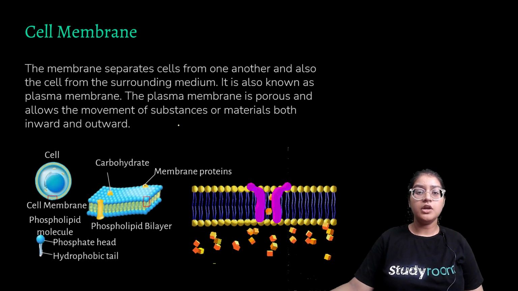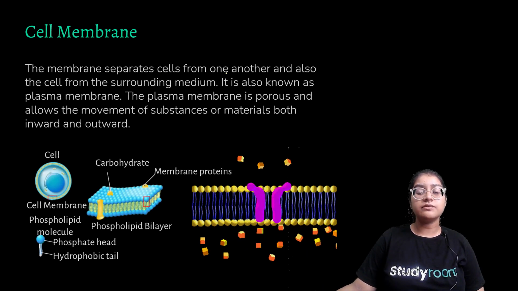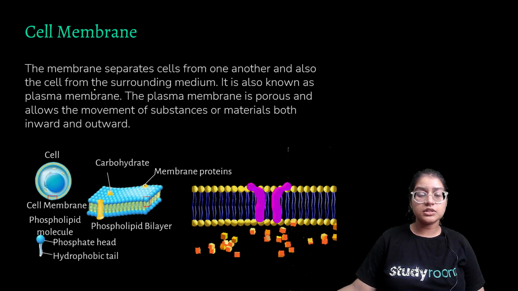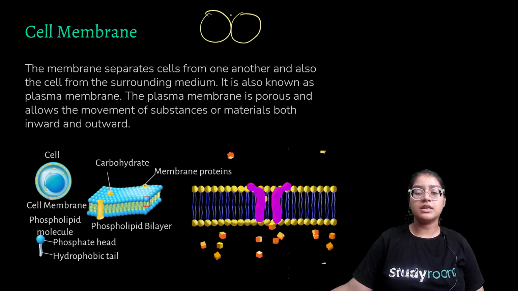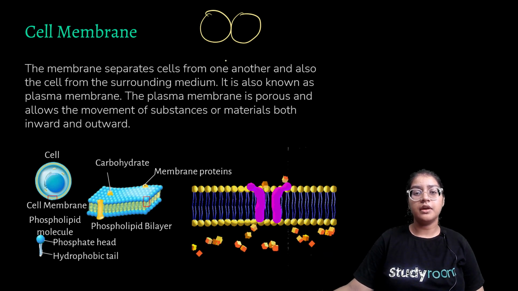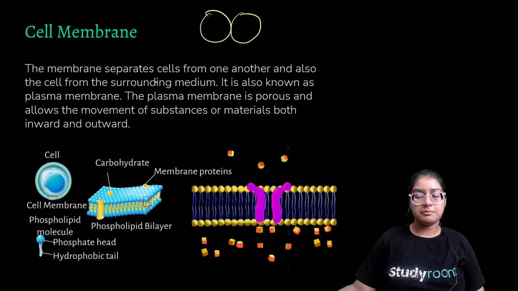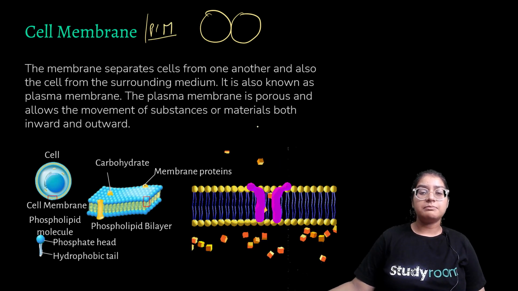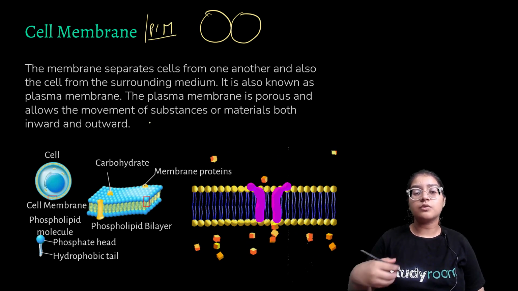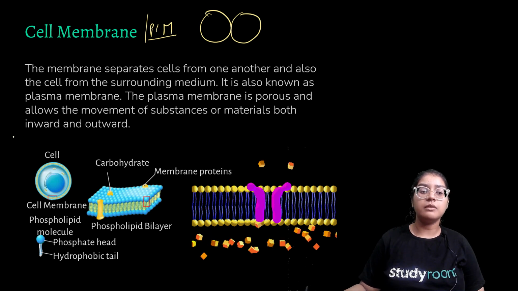What is cell membrane? So cell membrane separates cells from one another and also the cell from the surrounding medium. So this is a cell, this is another cell. So two cells are separated by a cell membrane. It is also known as plasma membrane. The plasma membrane is porous and allows the movement of substances, material, both inward and outward.